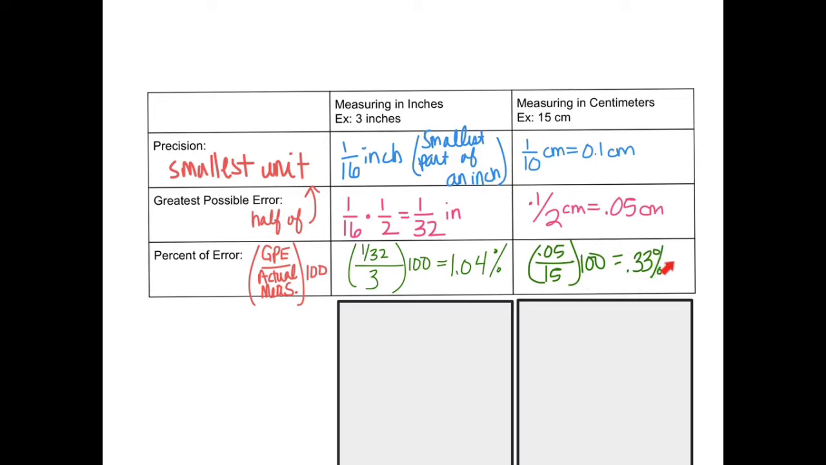And that's what your percent error would be if you were measuring something that you feel is 15 centimeters. So again, this precision and the GPE really are going to be the same for everything measured in inches and for everything measured in centimeters. So we can really just start to maybe memorize these values. It's the percent error that changes depending on what you actually measure the item to be.